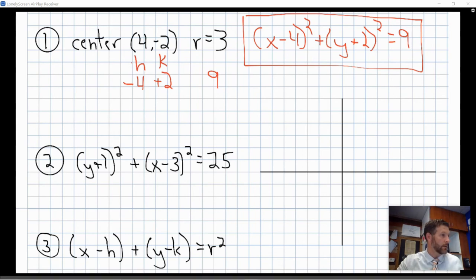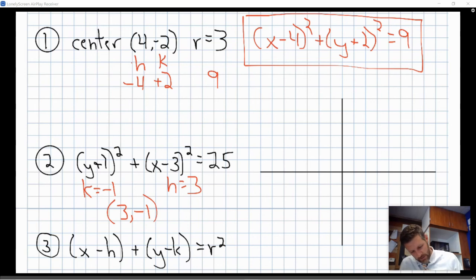It said y + 1 and x - 3. So I didn't want to get those backwards. y is your vertical change and x is your horizontal change. So my h is actually +3 here, and my k is actually -1 here. So that means this has a center at (3, -1). If I go over 3, 1, 2, 3, and down 1, that's the center right there of my circle. Here's my x-axis. Here's my y-axis.